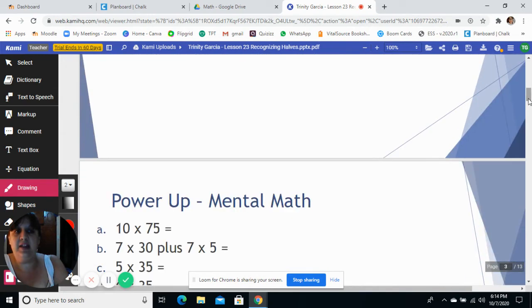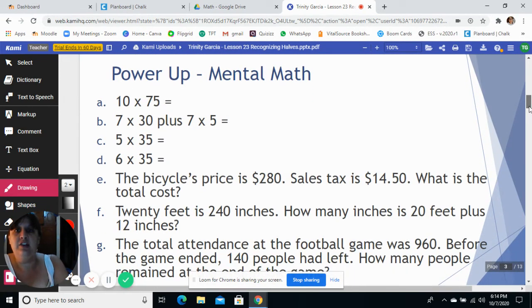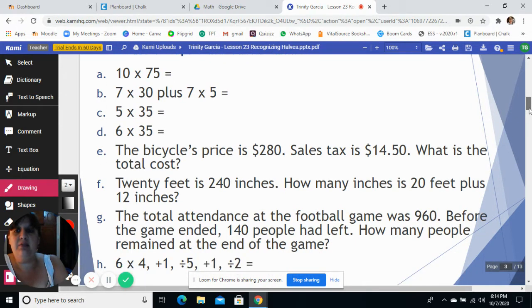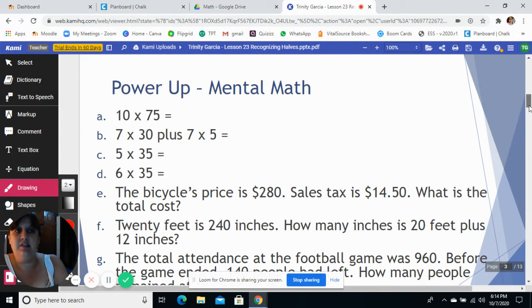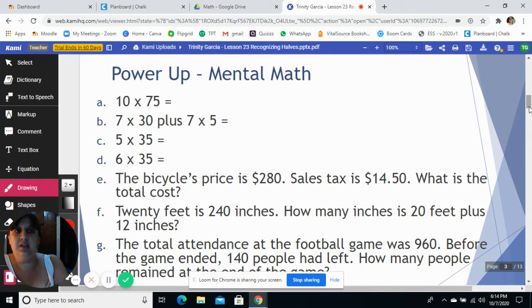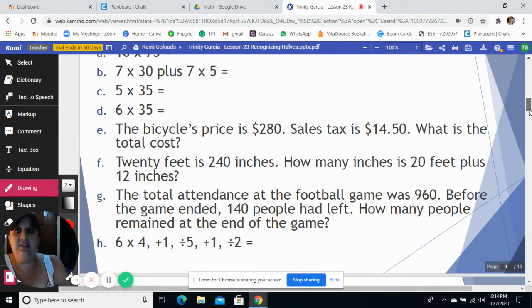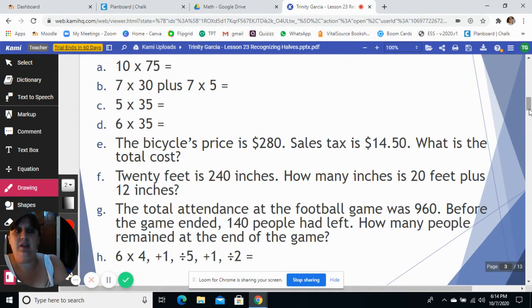We're going to skip that counting out loud. Here is your power up mental math. Go ahead and label your paper A through H and take time to solve these equations. Put the answers in your notebook, please. A through H. When you're done, you can come back and push play.